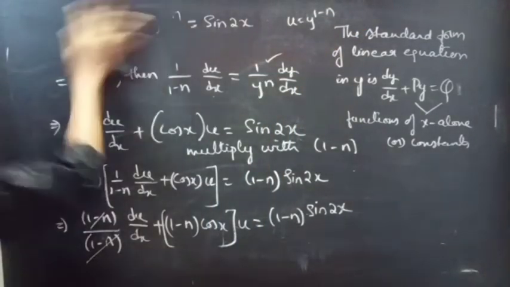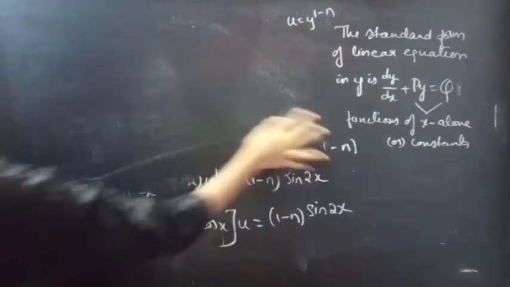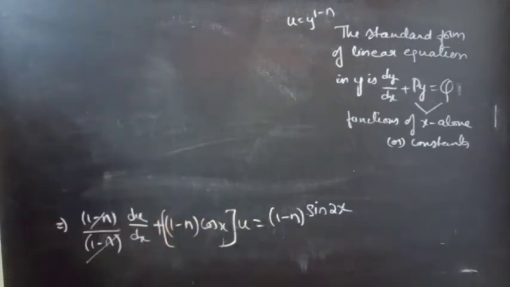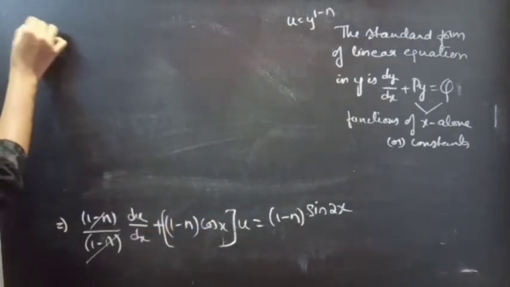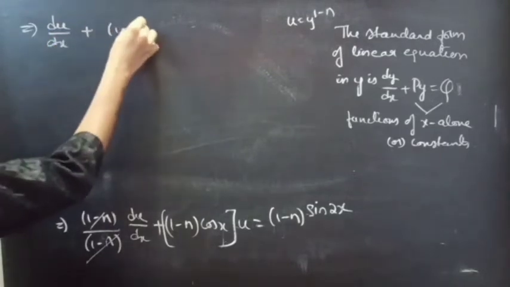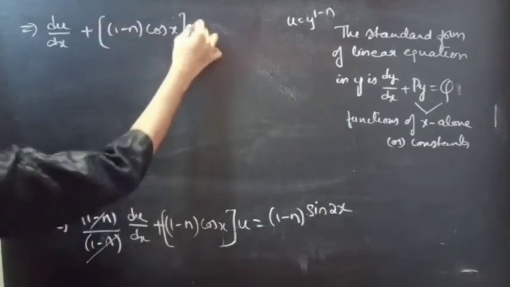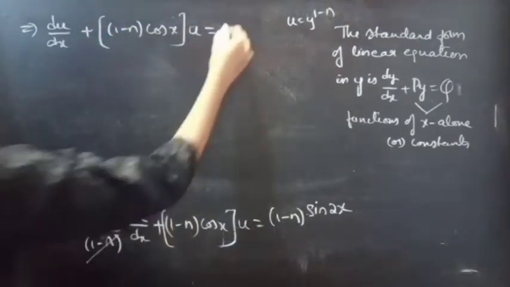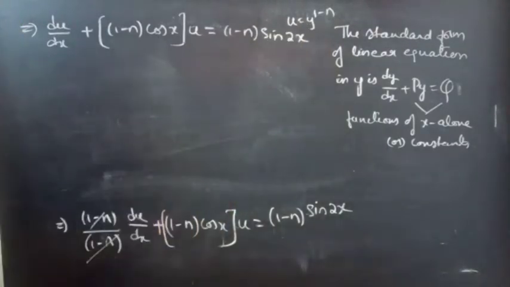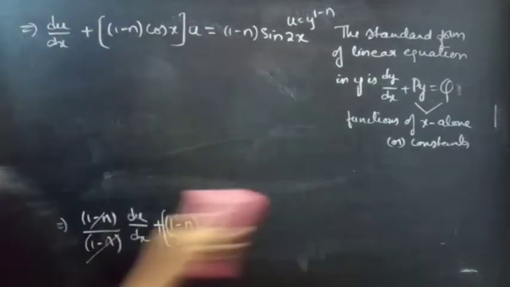Then the reduced equation is du by dx plus 1 minus n into cos x into u equals 1 minus n into sine 2x, which is a linear equation in u and x.